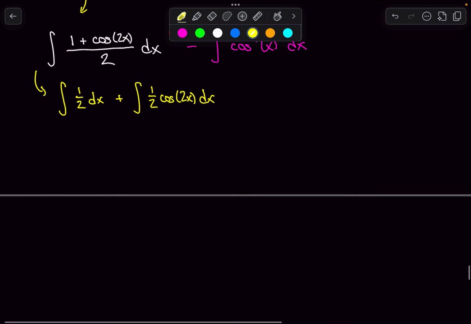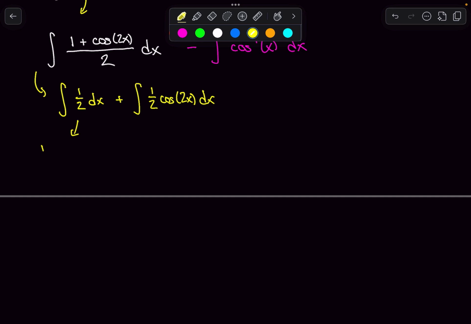The first of which just becomes 1/2 x, and the second of which becomes 1/2, okay, the antiderivative of cosine of 2x dx. So we're going to have to kind of finesse our way through this one. But we should have an idea that it's probably going to be sine of 2x. And then you can do this a couple ways.